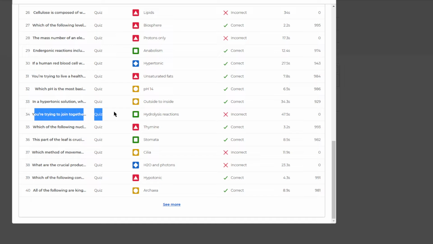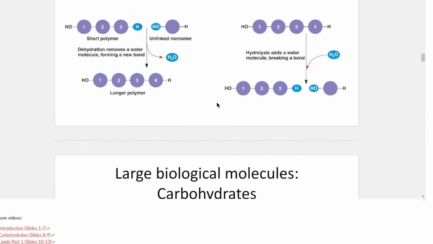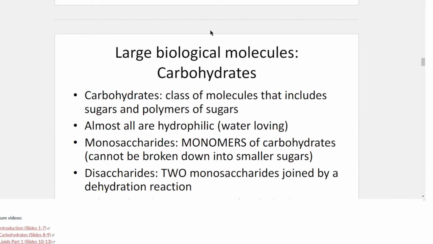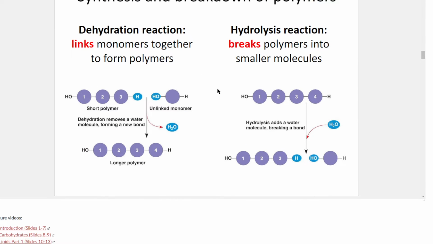Okay, you're trying to join together amino acids. Here we go. Dehydration and hydrolysis. These are the two options. You either can break or add. When you want to add, you remove water: dehydration. When you want to break, you add water. That's what the names really mean. And when we're binding amino acids, we're removing water to add the amino acids together.